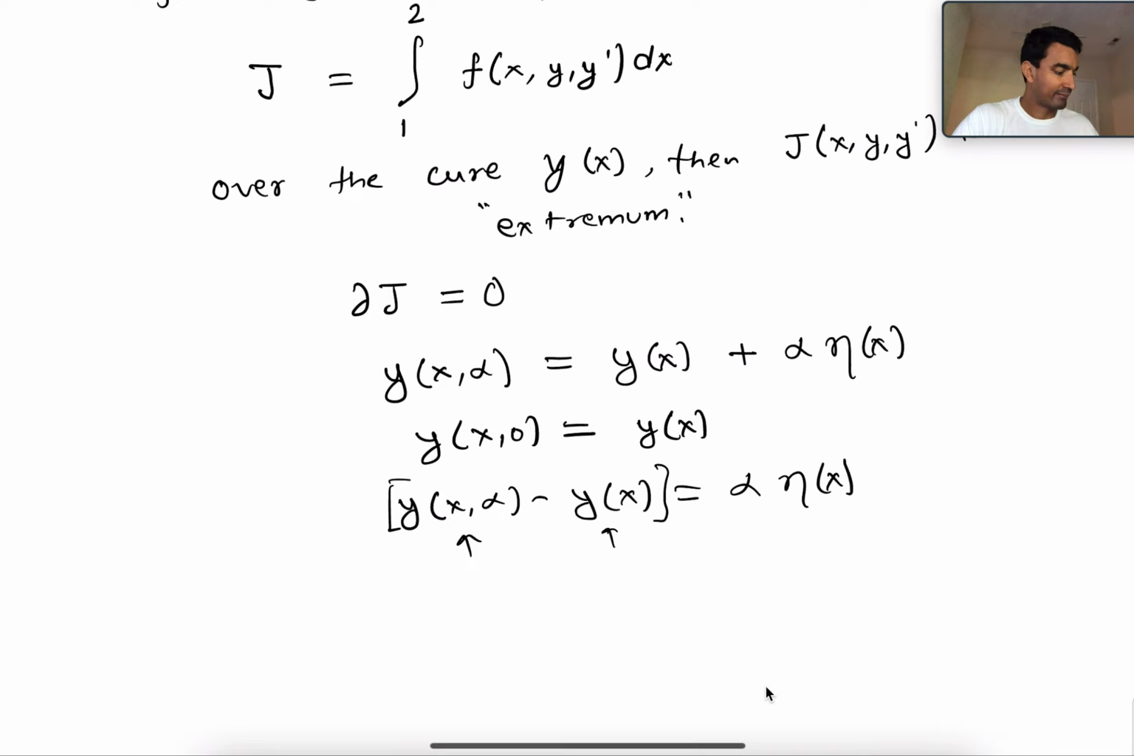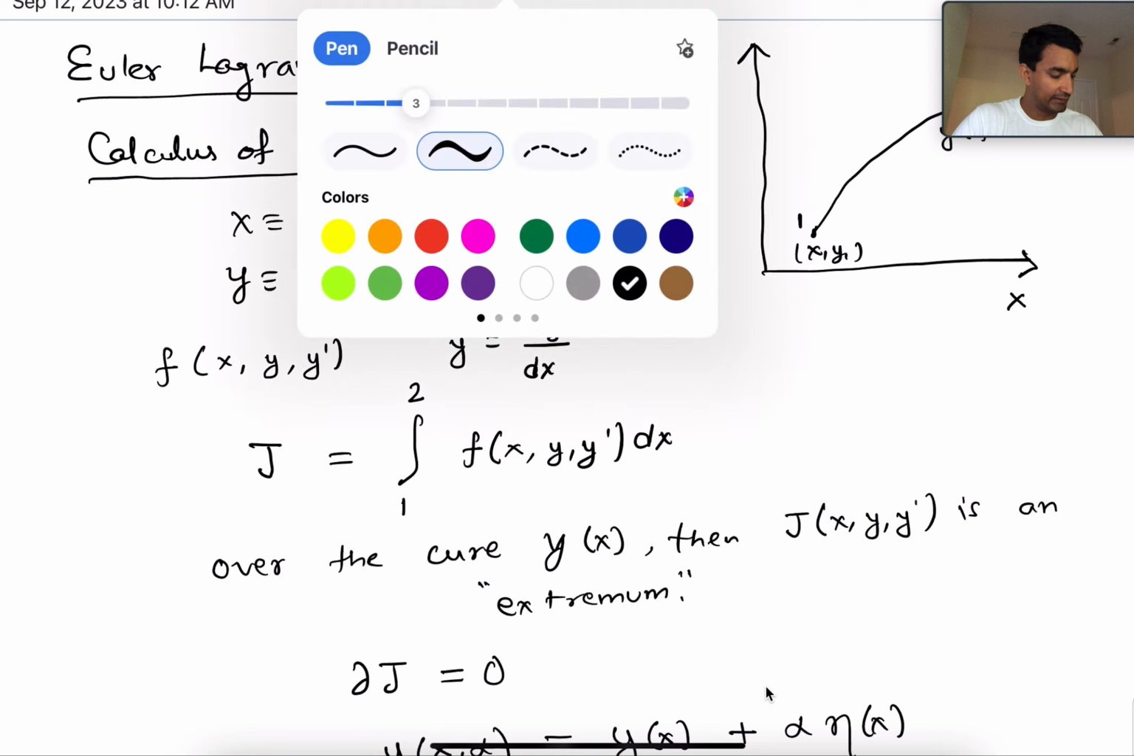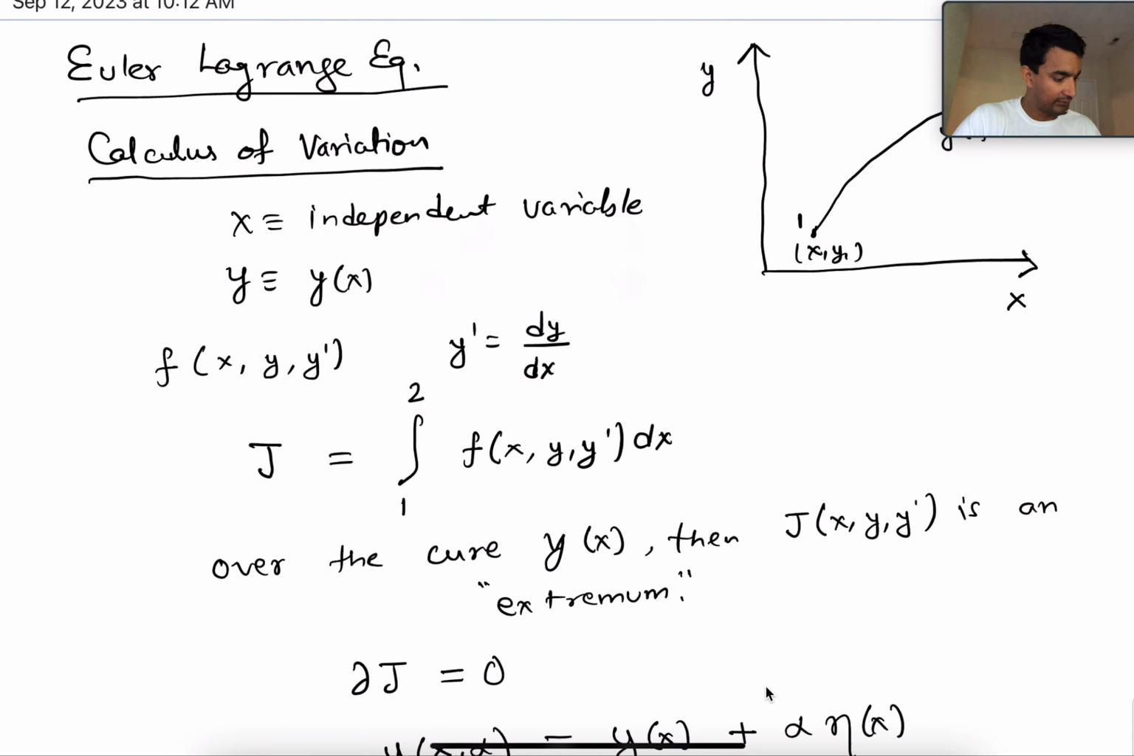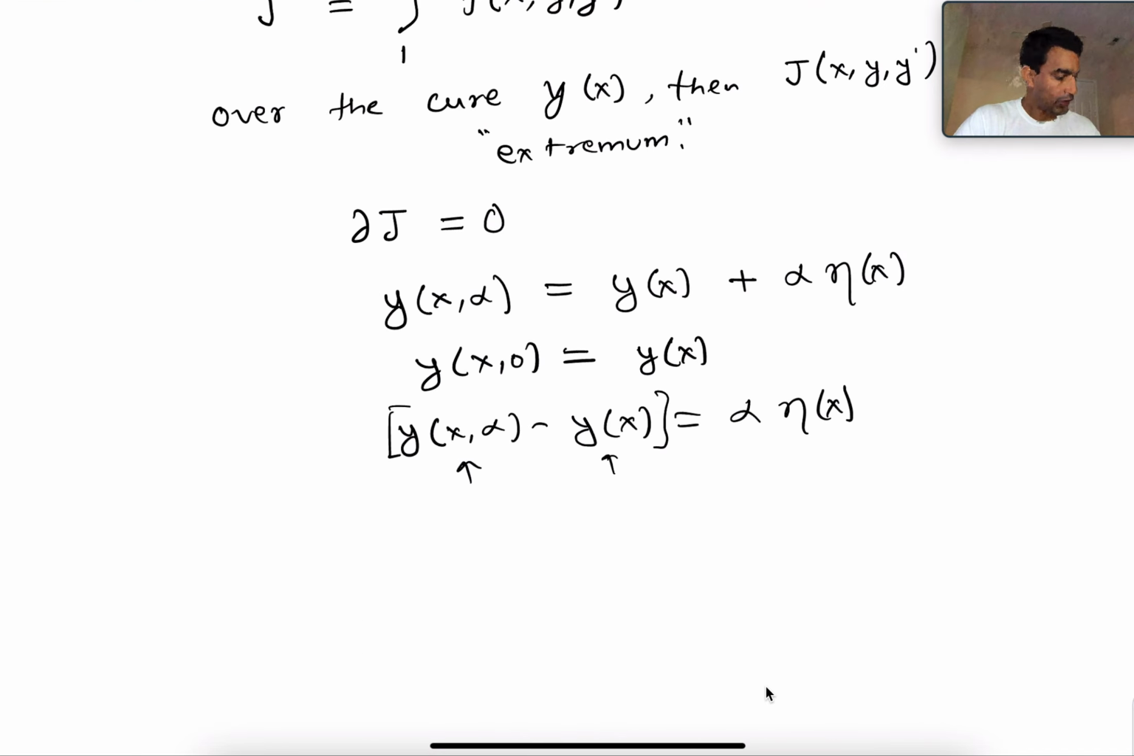So eta of x essentially is the change. If this curve was y of x, then eta of x, which I'm going to draw here in green, is a line or a curve very close to it. This green line is actually y of x, alpha, and the difference between them is eta of x.